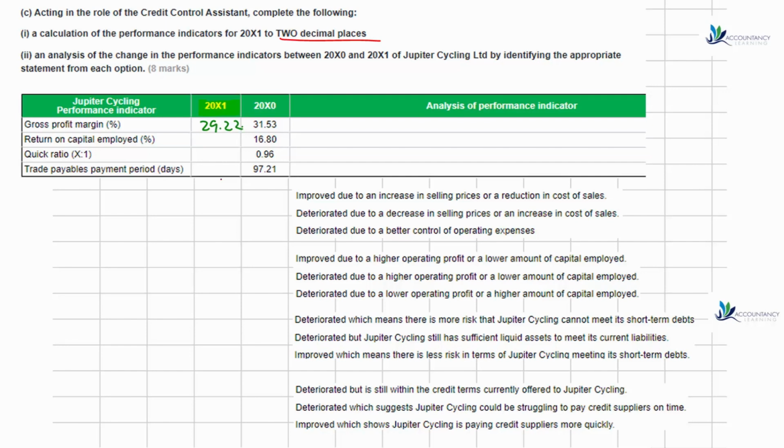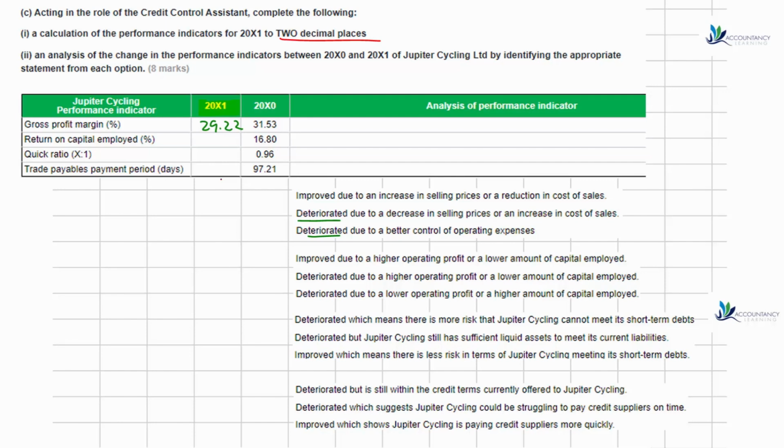So we can see that the gross profit margin has fallen slightly from the previous year, and we need to do our analysis. So we can see that it's deteriorated. But then we need to decide, well, why is it deteriorated? Is it due to a decrease in selling prices or an increase in cost of sales? Or is it due to better control over operating expenses?